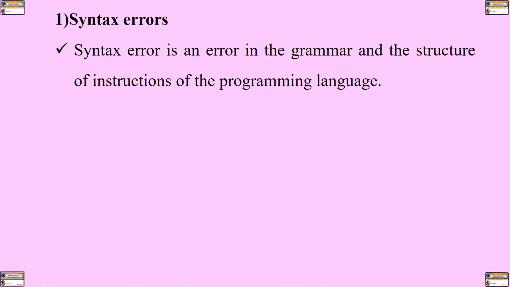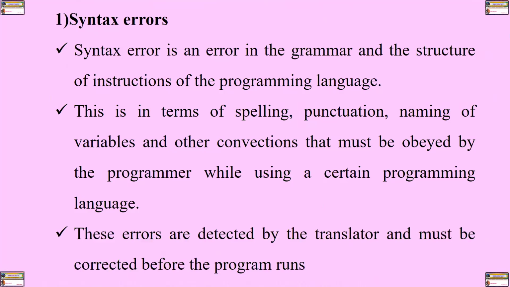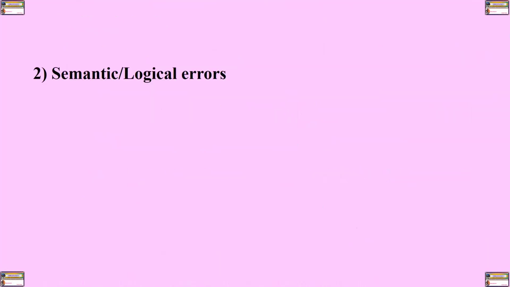What are the syntax errors? A syntax error is an error in the grammar and the structure of the instructions of the programming language. This is in terms of spelling, punctuation, naming of variables, and other conventions that must be obeyed by the programmer while using a certain programming language. These errors are detected by the translator and must be corrected before the program runs.